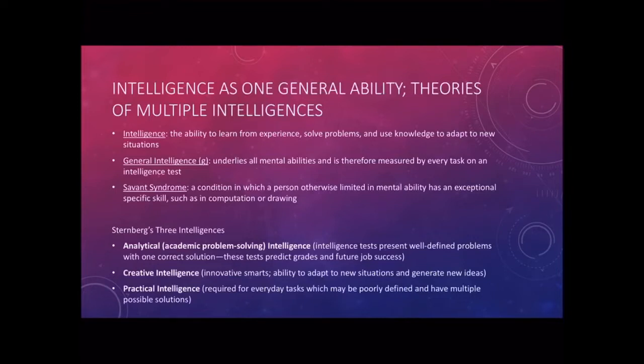That's all analytical intelligence. Creative intelligence is all about divergent thinking. Remember, we talked about that in Chapter 9. Divergent thinking and innovation. How able are you to come up with something new?